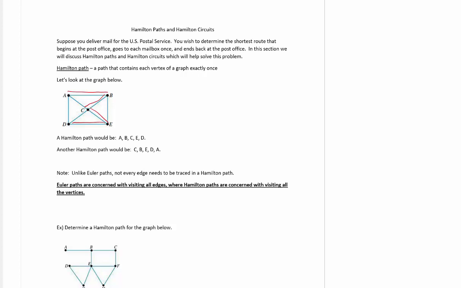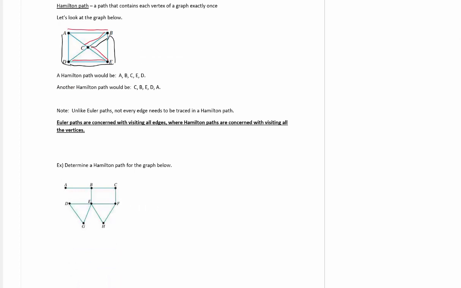Another Hamilton path would be the following. We could do C to B, B to E, E to D, and D to A. Notice with both of these Hamilton paths, not every single edge or segment is included. Okay? So here's the difference. Euler paths are concerned with visiting all edges or line segments, while Hamilton paths are concerned with visiting all the vertices.